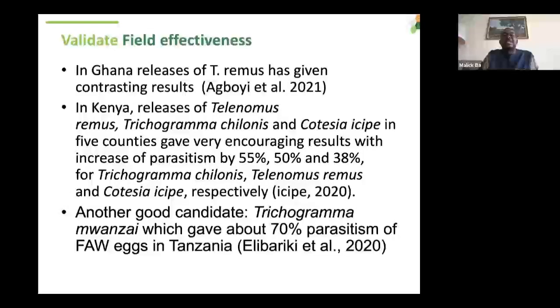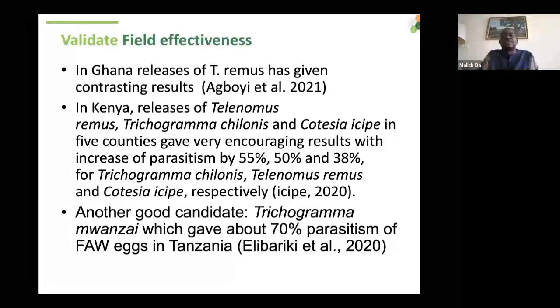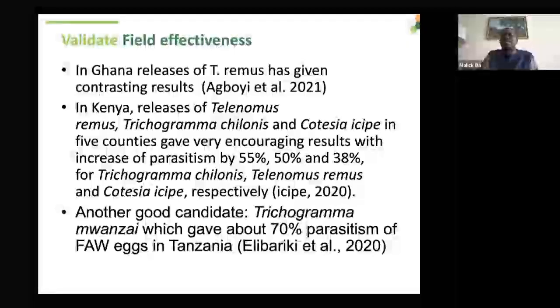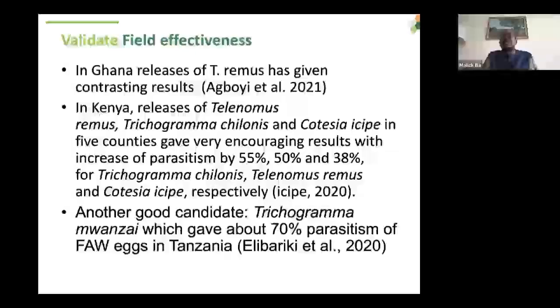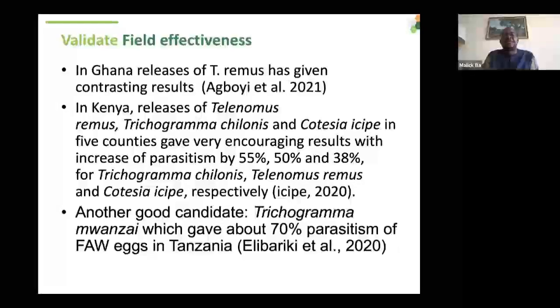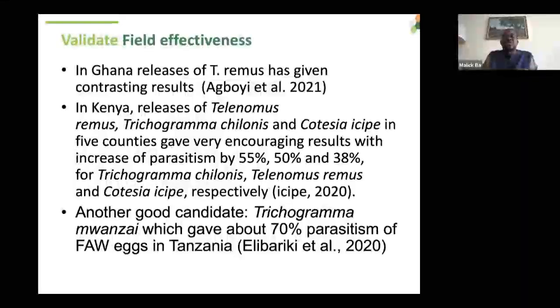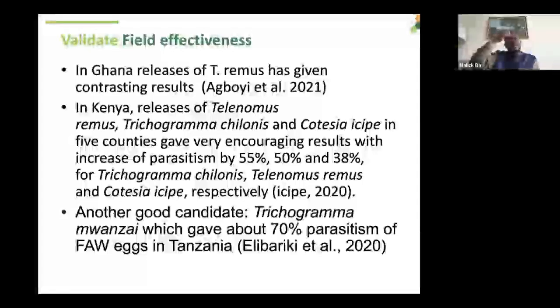So for instance, in Kenya, the releases of Telenomus remus, Trichogramma chilonis, and also a larval parasitoid, Cotesia icipe, gave very encouraging results with parasitism of between 55% and 38%, depending on the species. There is also another good candidate, Trichogramma mwanzai, which gave about 70% parasitism of the fall armyworms in Tanzania.